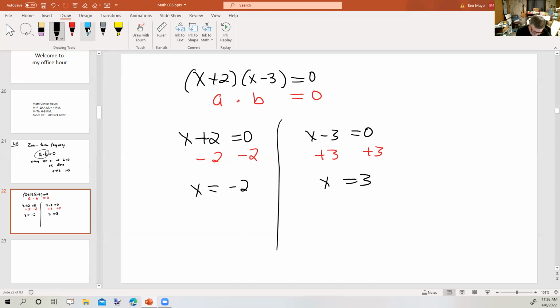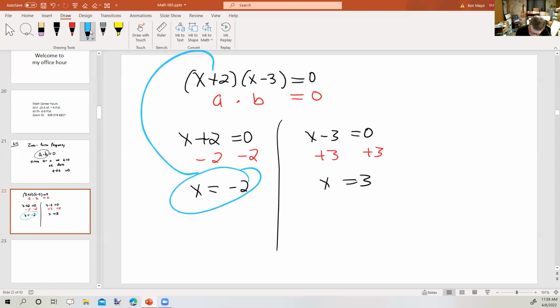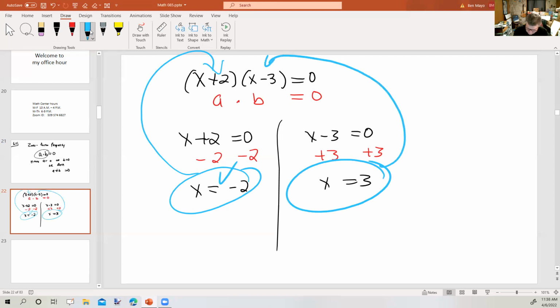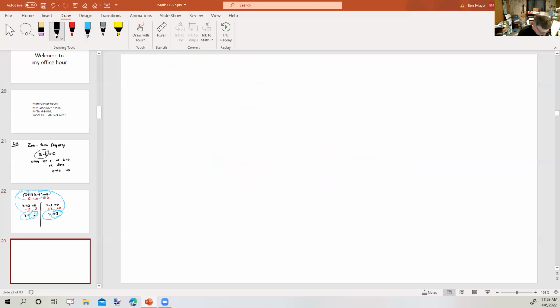Let's check our work. If x is -2, -2 plus 2 is 0. 0 times anything is 0, so it checks. If we take this solution and put it in there, x is 3, 3 minus 3 is 0, anything times 0 is 0, so that solution checks. So we get two solutions to what is a second degree equation. Any questions about that example?